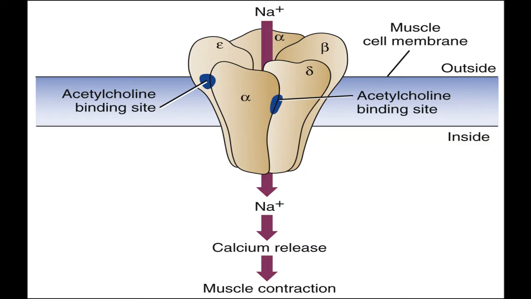Nicotinic receptors. It is composed of 5 subunits, and it functions as a ligand-gated ion channel. They are located in the CNS, the adrenal medulla, autonomic ganglia, and the neuromuscular junction in skeletal muscles.